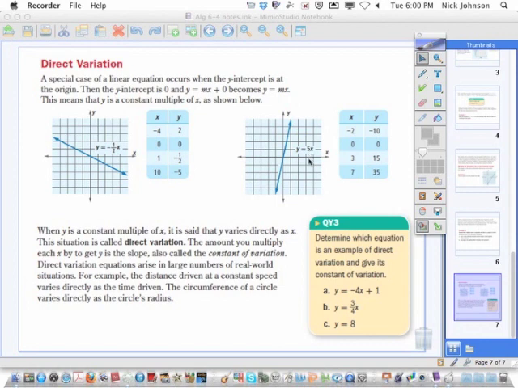So let's look at Quiz Yourself 3. Determine which equation is an example of direct variation and give its constant of variation. If you look at this, this has a slope, this has a y-intercept. This one down here is a horizontal line that will never go through the origin. Therefore, that can't be it. Therefore, it's this one. It has no y-intercept, but it does have a slope. The constant of variation in this case is 3/4.